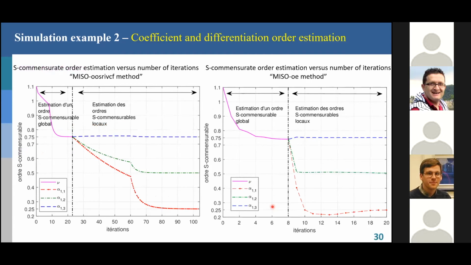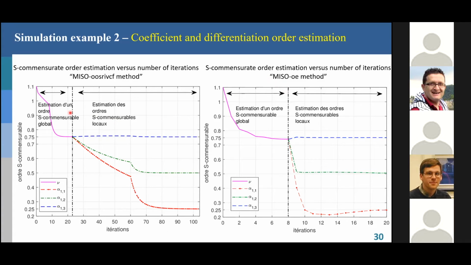Here we can see the two examples that we use. Here we can see at the left the S-commensurate order estimation with the MISO OSRVCF method, and on right we can see the S-commensurate order estimation with the MISO OO methods.